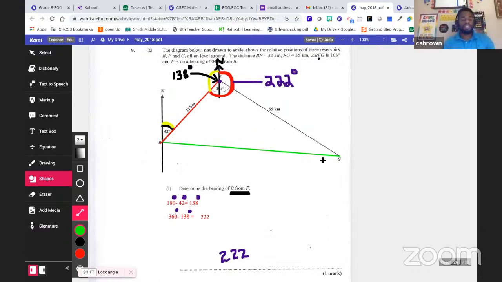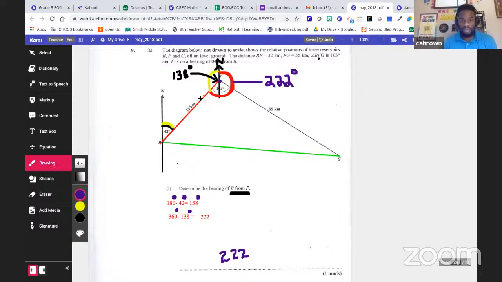All right. Now, this is not a right triangle. It's not a right angle triangle, but it is a triangle. And we have 2 lengths that can help us. We have this length right here, which is 32, and we have this length right here, which is 55. We also have this angle right here, which is 103 degrees. So this is 103. We have our 32 right here. And we have our 55 right here.